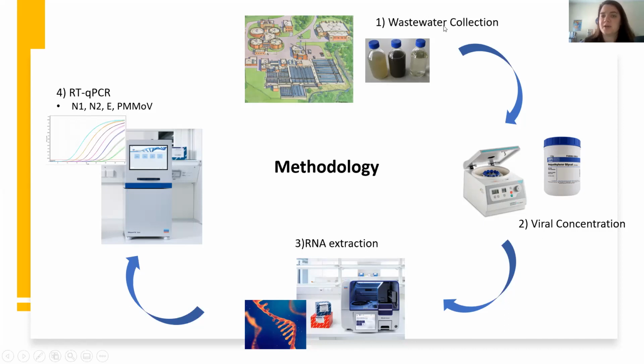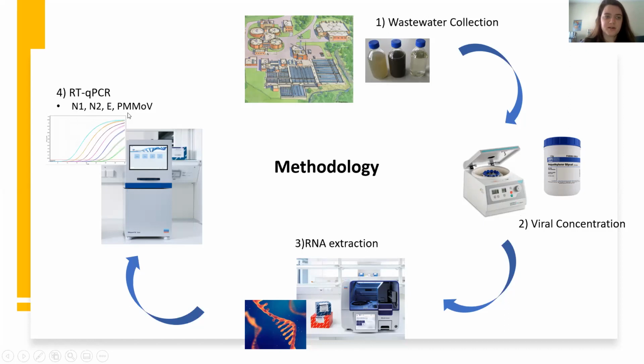So I already talked about wastewater collection. We're getting those from Utilities Kingston. We did decide to do a viral concentration with a PEG precipitation step, and that's similar to what the University of Ottawa did. Then we're doing our RNA extraction and then our qPCR. And we're also targeting those N1 and N2 genes from the CDC, as well as an E gene, which is also often used in the literature.